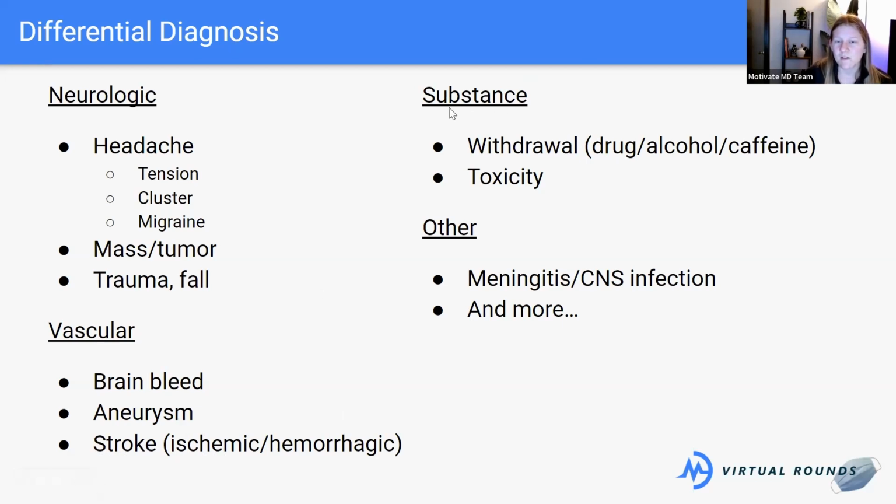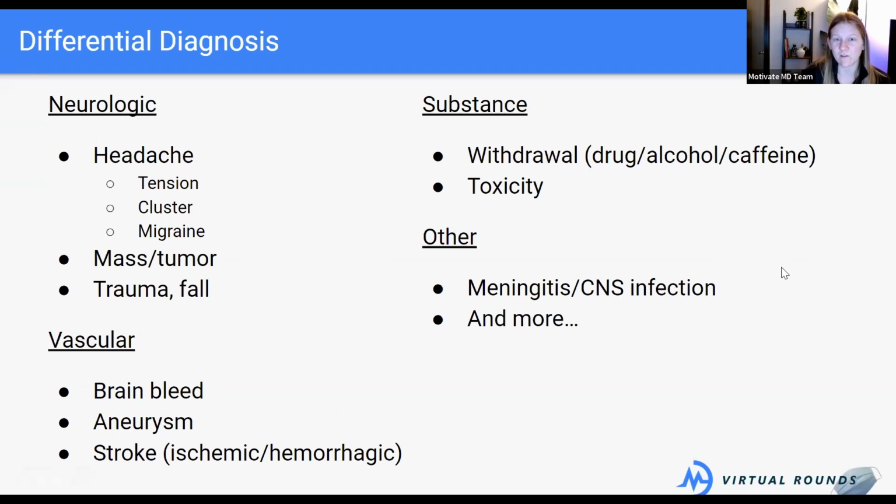Other causes that I thought of maybe would be substance use. So particularly some substances that when you withdraw from them can cause headaches, namely opiates, alcohol, or even caffeine withdrawal. I'm sure we've all skipped a day of drinking our morning coffee and had a headache in the afternoon from that. And then other drugs in toxicity levels can cause headache.